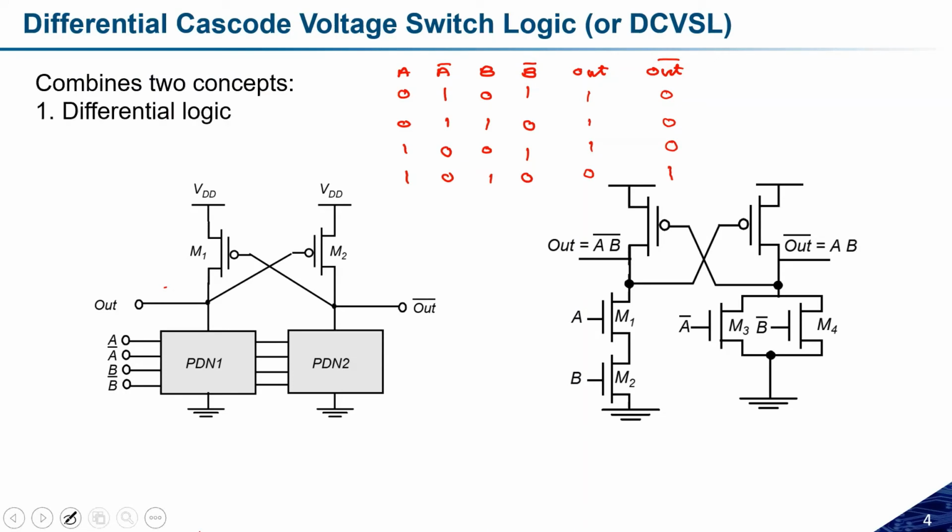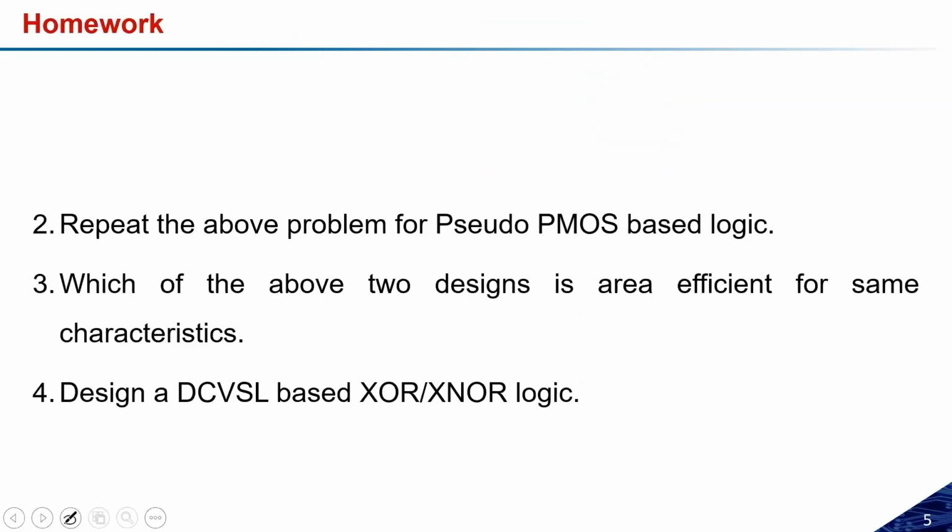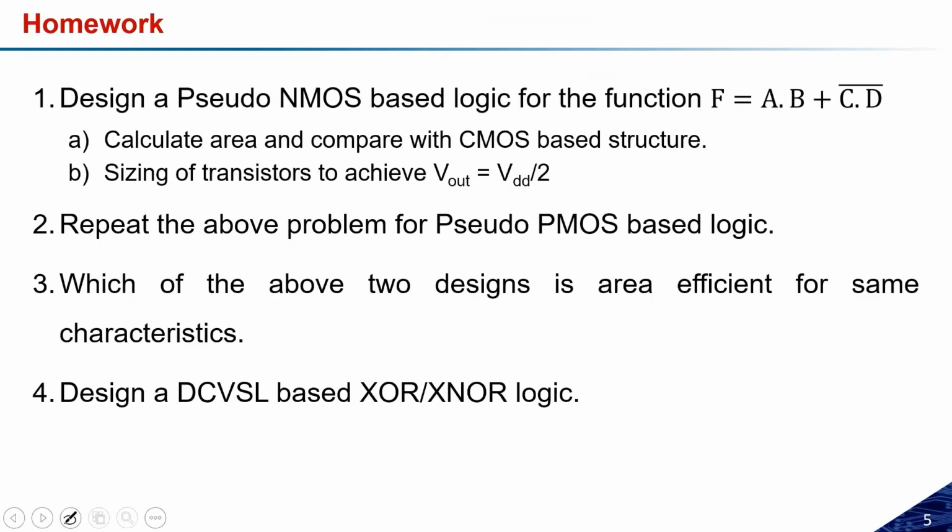So here are some questions for the homework, and I'm expecting you will solve these 4 problems. The first problem is to design a pseudo NMOS based logic for the function A dot B plus CD bar, and calculate the area and compare with the CMOS based structure, and then size the transistors to achieve V out equal to VDD by 2.